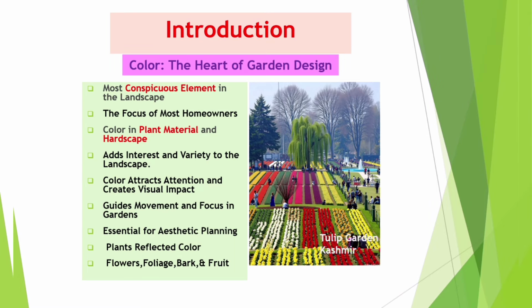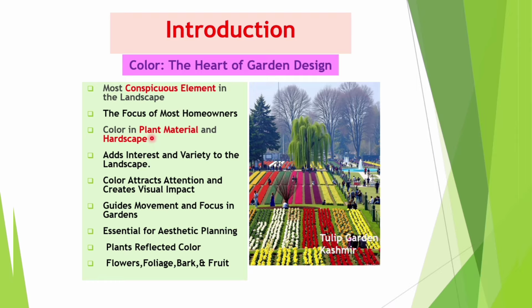The color is basically a conspicuous element in landscape. As you will see, it's considered the heart of the garden landscape. That means it is very important in landscape because it is the focus of most homeowners, as it creates an interest and variety to the landscape, because it is the color first which attracts attention and creates visual impact.